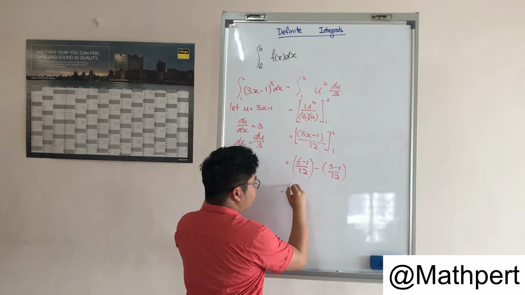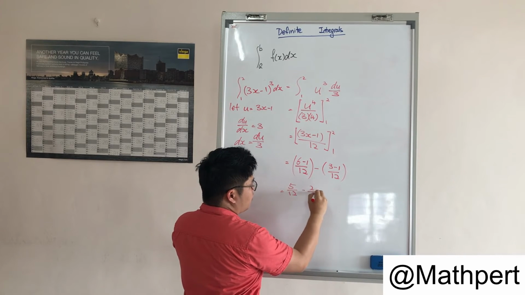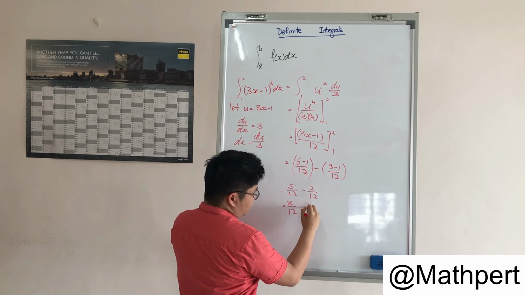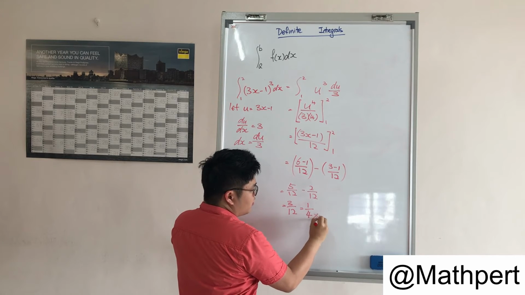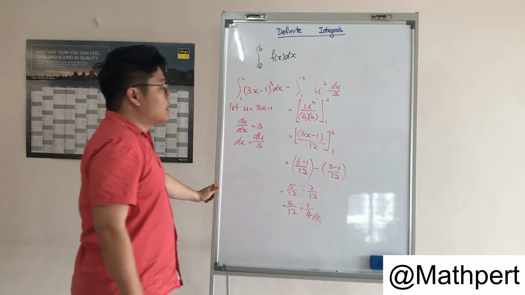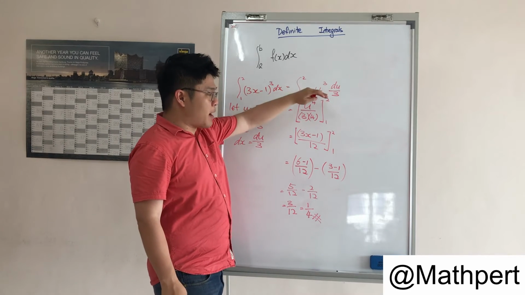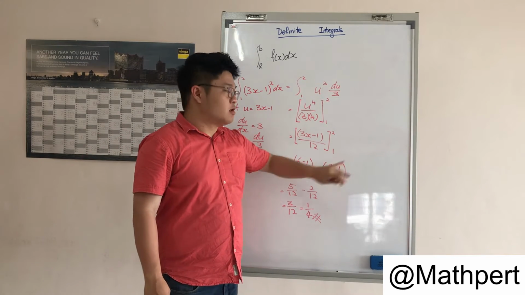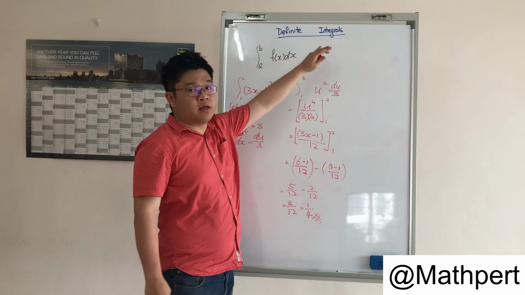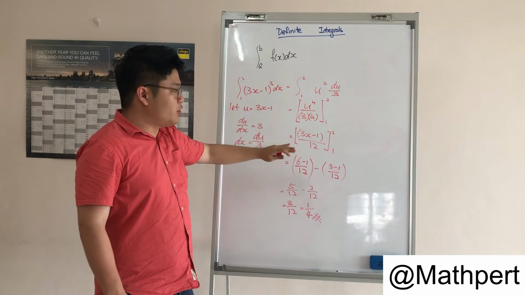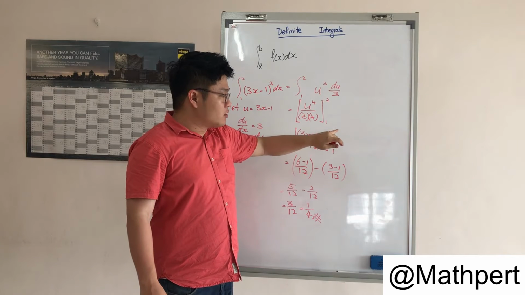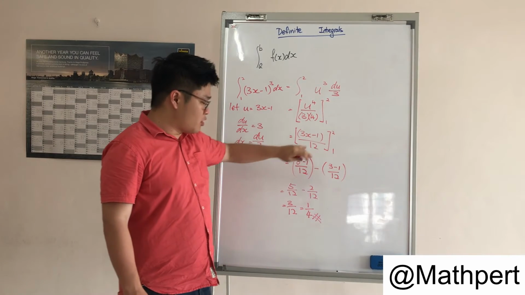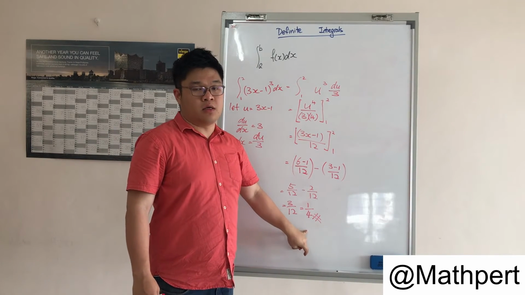Here we get 5 over 12 minus 2 over 12. We get 3 over 12, meaning 1 over 4. Right? Notice that after we integrate this part, we do not have any constant c. It's because in a definite integral there is no c. We just substitute from the lower limit to the upper limit. Then you get the constant over here.